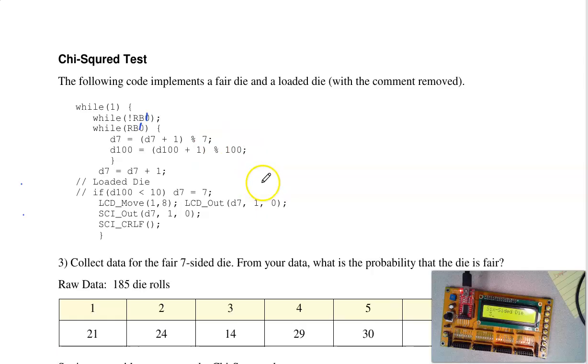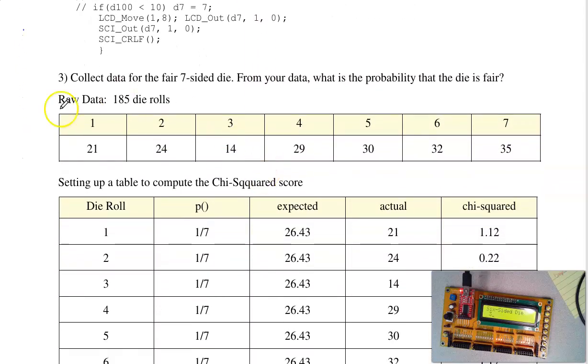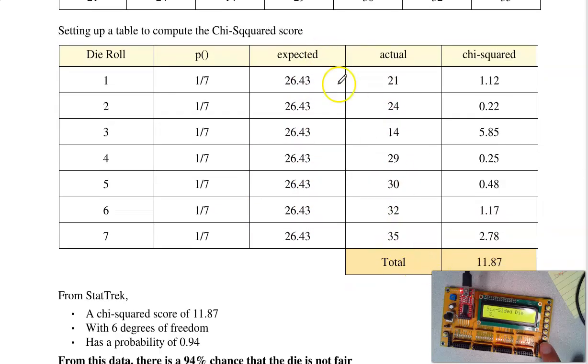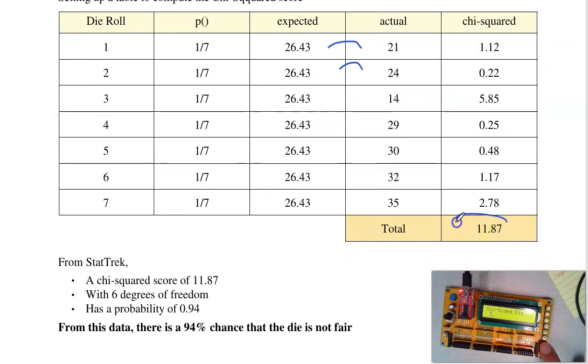That's a chi-squared test. To do a chi-squared test, I first collect some data. So I roll the dice a bunch of times. Here's how many times I got each number. I then calculate the chi-squared score. If this is a fair die, all numbers have equal probability, 1 in 7 chance. Here's the expected number of rolls for each number. Here's what I really got. Calculate the chi-squared value. That's the difference squared divided by 26, difference squared divided by 26. Add them all up, I get 11.8.